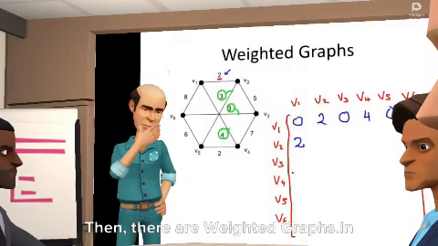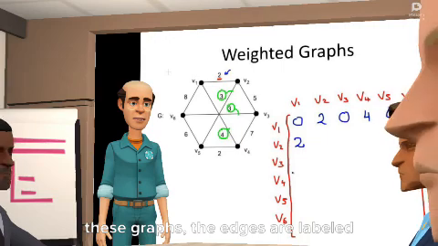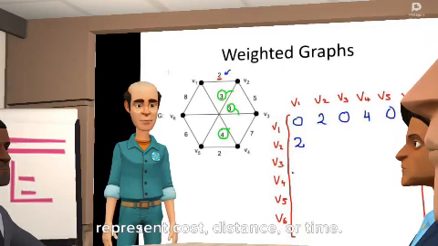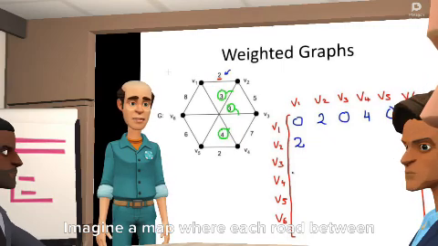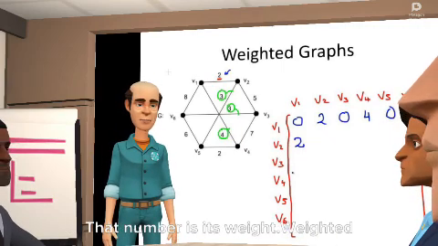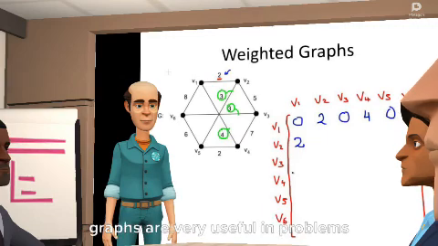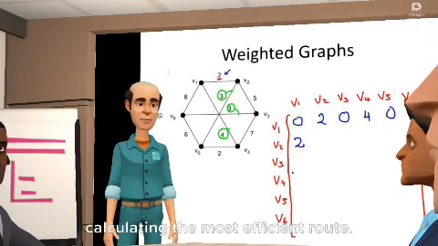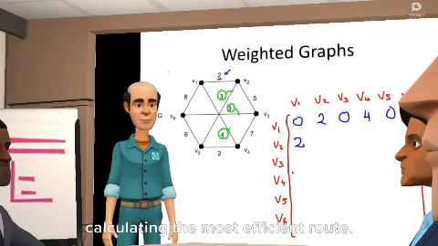Then, there are weighted graphs. In these graphs, the edges are labeled with values or weights that often represent cost, distance, or time. Imagine a map where each road between two cities has a number indicating how many kilometers it takes. That number is its weight. Weighted graphs are very useful in problems like finding the shortest path or calculating the most efficient route.